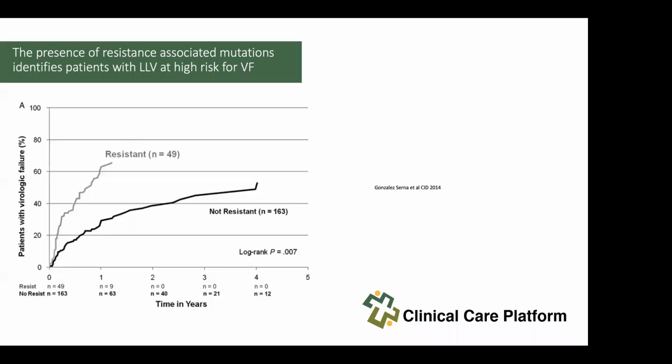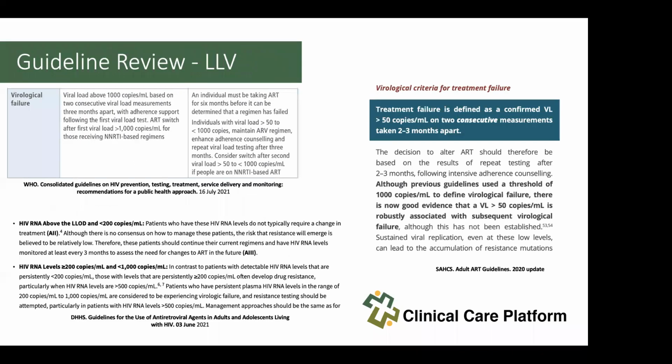If it's more than 1,000, we are sure that the patients are failing, and we should wake up, repeat and confirm, and consider switching. But a viral load that is between 50 and 1,000 is equally problematic, and we shouldn't avoid it or delay assessing those patients. We need to figure out and make that diagnosis as soon as possible.